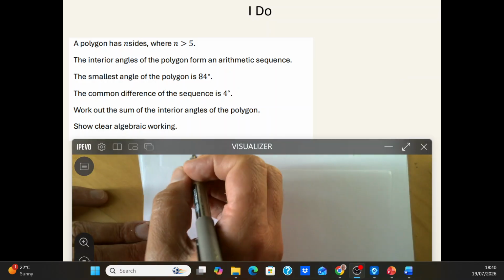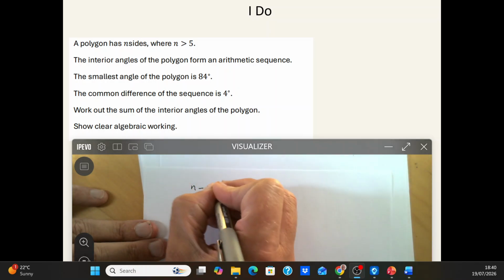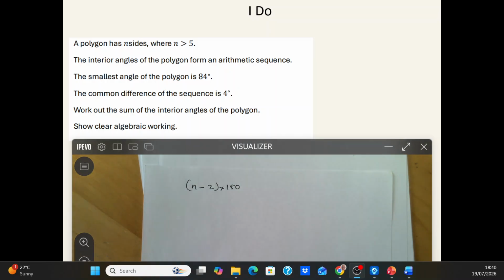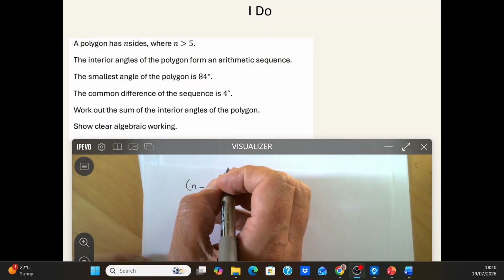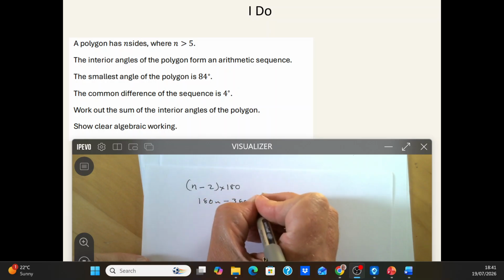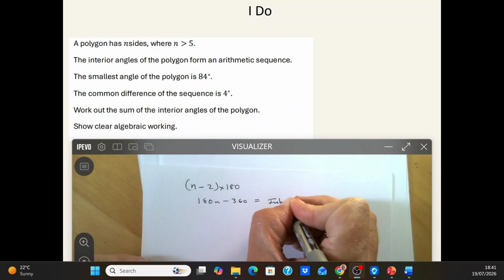Angles in polygons, so you know angles in polygons: the number of sides minus 2 times by 180 equals the sum of the interior angles. Right? That's the first thing I think I need to write to do this question. So I'm just going to expand it out: 180n minus 360 equals interior.